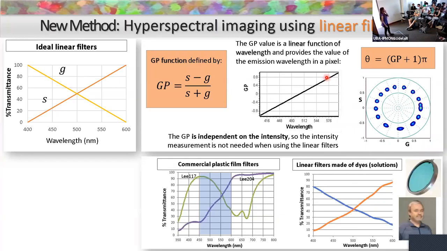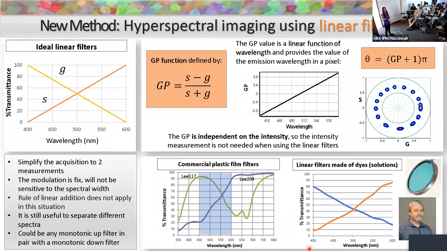I'm not going to show results of this part because of time constraints, but we used commercial plastic filters that we bought on Amazon. And then Sasha also made these linear filters by mixing dyes in plastic. With these filters, we were able to separate different emitting species. So with this method, we simplify the acquisition to just 2 measurements.